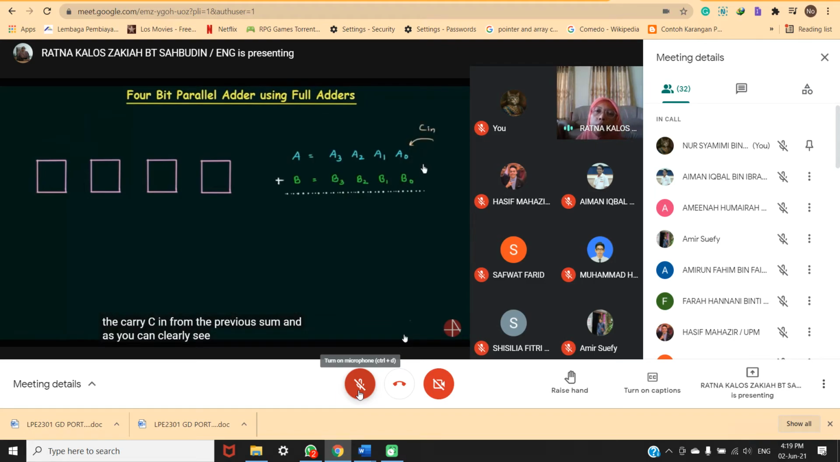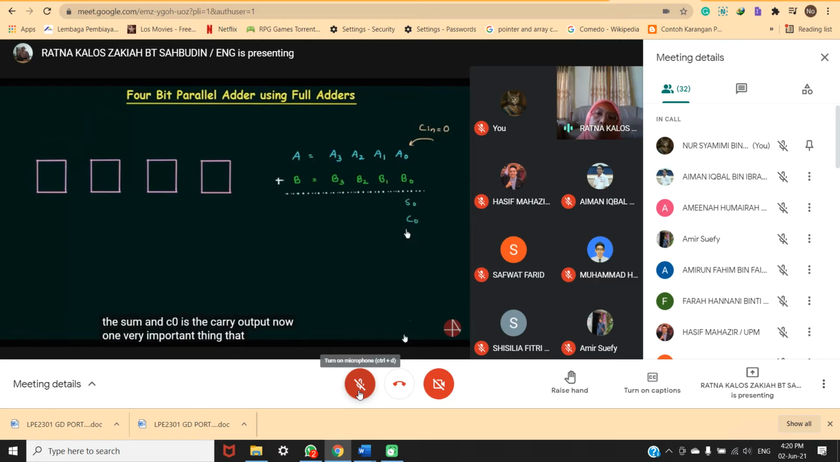And as you can clearly see, this is the first sum that we are going to do. The first 2 bits we are going to add. So definitely Cn is equal to 0 for this first full adder. And after the addition, let's say S0 is the sum and C0 is the carry output.